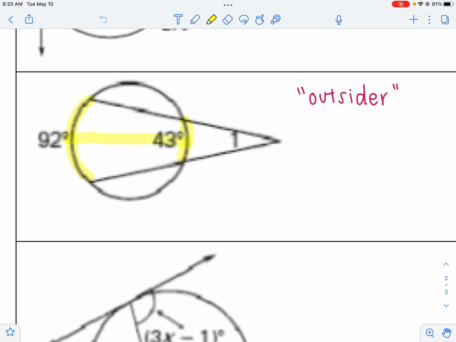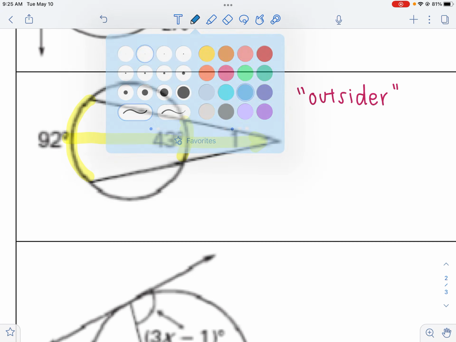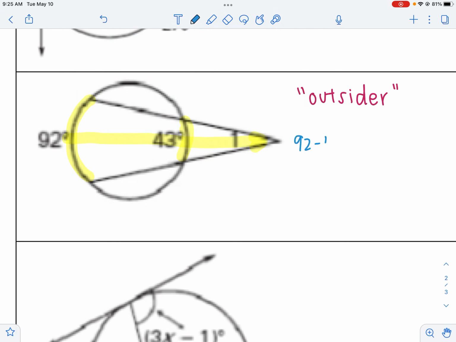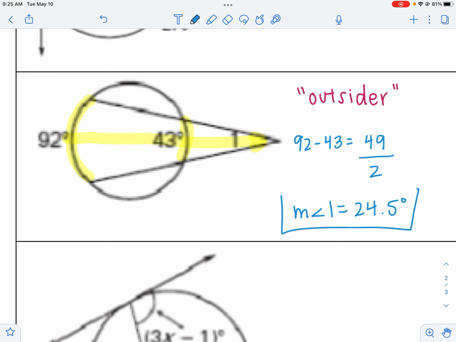You're working your way out. So I'm going to do 92 minus 43. The bigger number minus the smaller number is 49. And then I'm going to divide by 2 to tell me the measure of angle 1 on the outside. So 49: subtract your arcs, divide by 2. So 92 minus 43 gives me 49. Divided by 2 would make that angle 24.5. That's it.